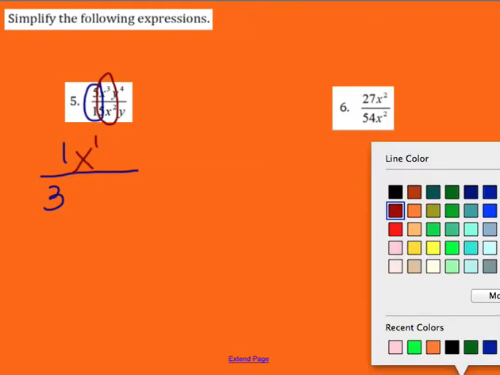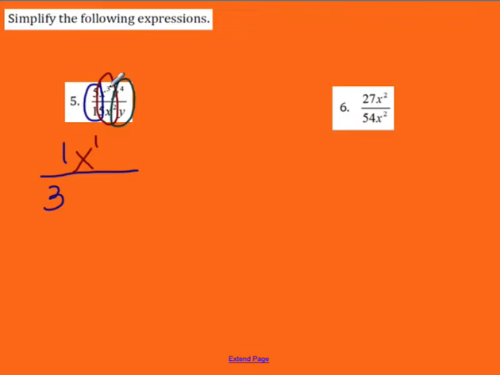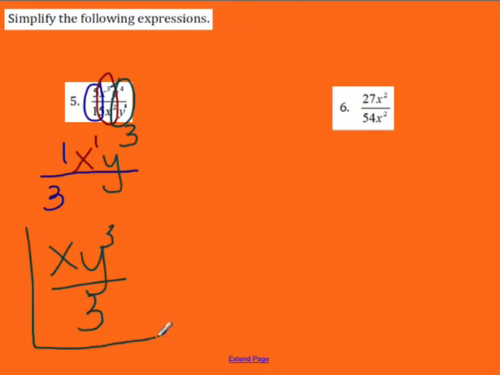Now let's take a look at my y. I have y to the 4th divided by y to the first. Now we want to subtract those exponents. y to the fourth divided by y to the first is going to give you y to the third. Remember, if there's no exponent, the exponent is 1. We can get rid of writing all those 1s. I won't count it wrong if you do, but there's no reason to have them there because the 1s are always implied. So this right there is your answer for number 5.